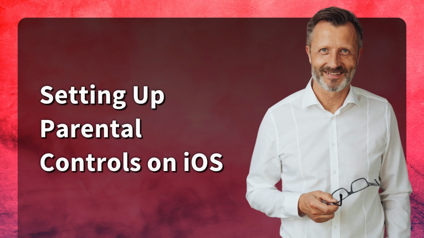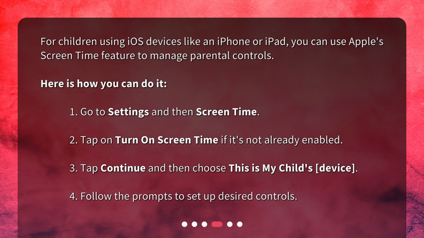Setting up parental controls on iOS. For children using iOS devices like an iPhone or iPad, you can use Apple's Screen Time feature to manage parental controls. Here is how you can do it. 1. Go to Settings and then Screen Time. 2. Tap on Turn on Screen Time if it's not already enabled. 3. Tap Continue and then choose This is my child's device. 4. Follow the prompts to set up desired controls.